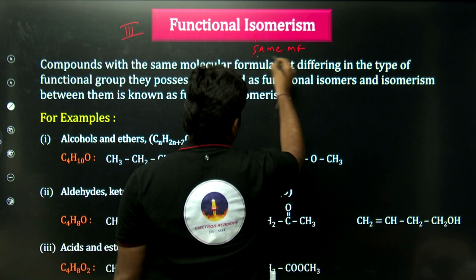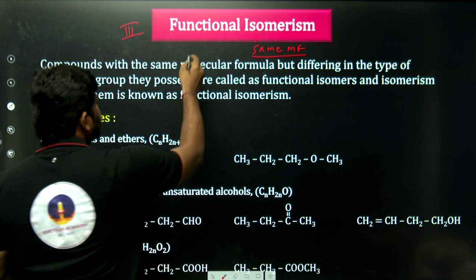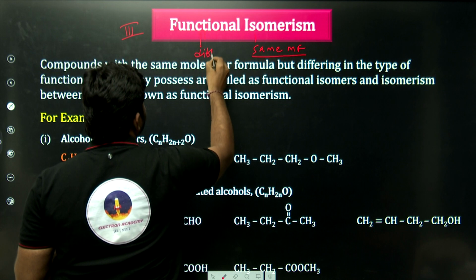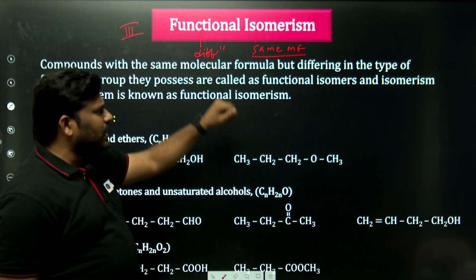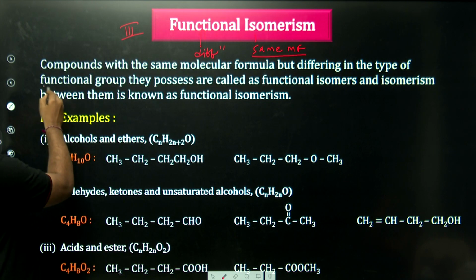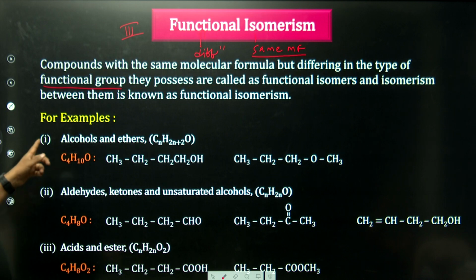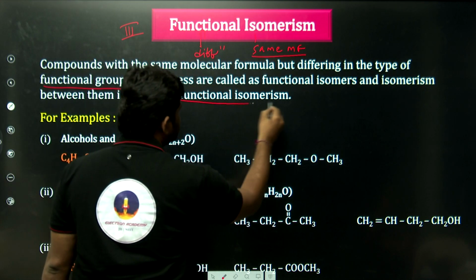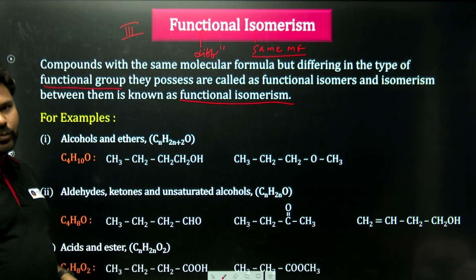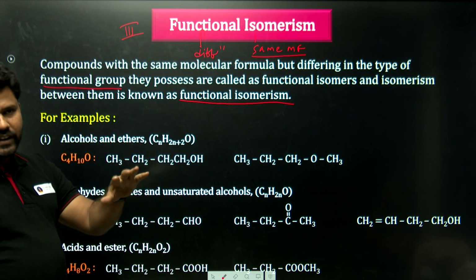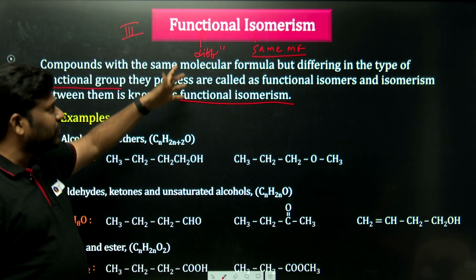There is no need to learn any examples or definitions by heart. Simple: same molecular formula, but different functional group. These are called functional isomers. The definition: compounds with the same molecular formula but different in the type of functional group are called functional isomers, and this phenomenon is known as functional isomerism. Previously it was the same molecular formula but different chain, or different position of the functional group, but here only the functional group is different.